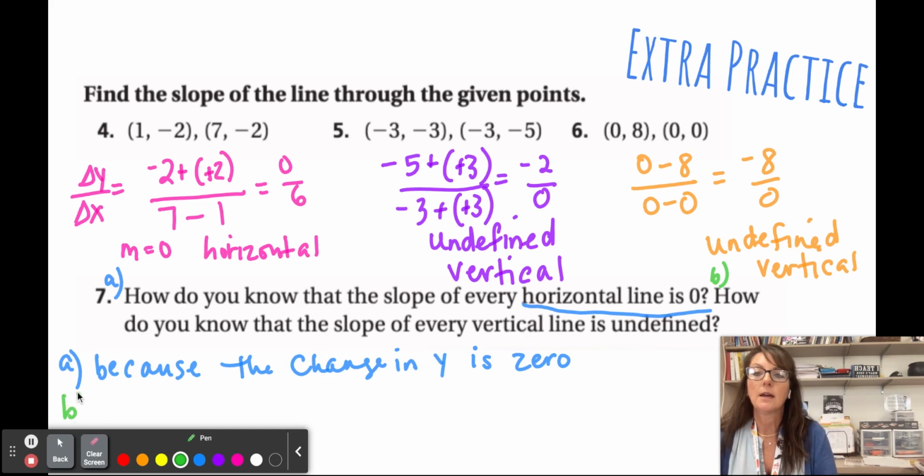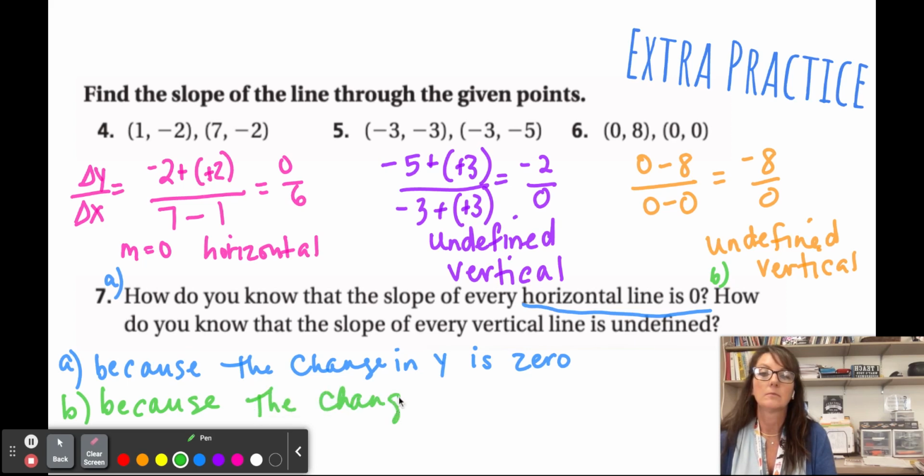For B, how do we know that the slope of every vertical line is undefined? Because the change in x, so look at what's happening. The change in y is 0, and then here, the change in x, the denominator, is 0 for these vertical, okay? All right, that's how you're really going to be able to tell the difference. Okay, horizontal is 0 because the change in y is 0. Vertical is undefined because the change in x is 0. You cannot divide by 0.